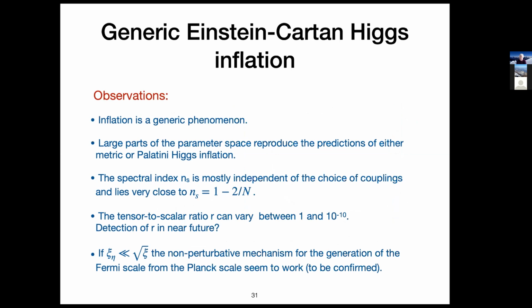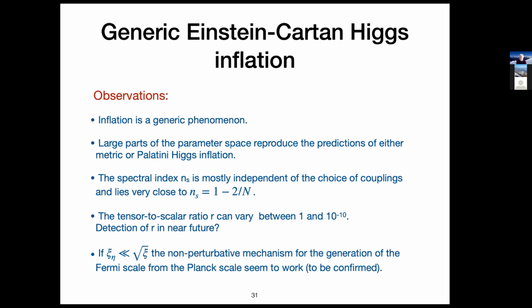The largest parts of the parameter space reproduce the predictions of either metric or Palatini Higgs inflation. The spectral index, n_s, happens to be mostly independent of the choice of couplings and lies very close to 1 minus 2 over N, where N is the number of e-foldings. The new point is that the tensor-to-scalar ratio can be pretty large, which gives hope that this can be detected in the near future.